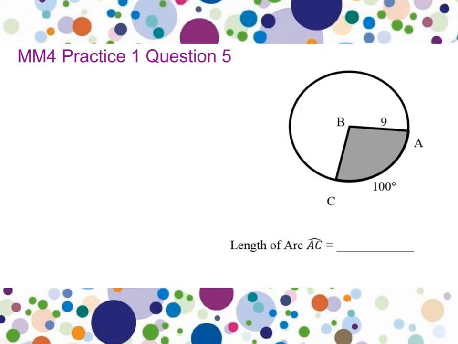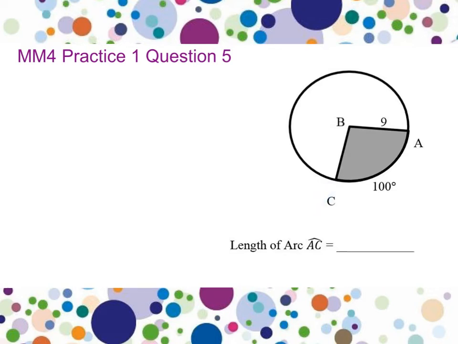All right, in question 5, you were asked to find the length of the arc AC. And remember, when you see that word length, we are talking about a linear measure from A to C, not an angular measure.